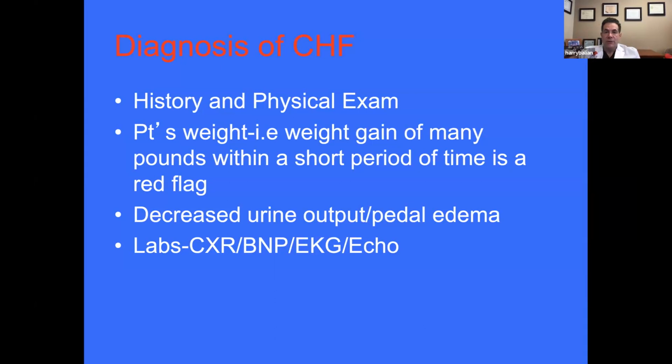Also, the decreased urine output. The patient will say, I stopped urinating, I'm making very little urine and the urine color is very dark. That tells you that the patient is slipping into heart failure, the heart muscle is not pumping enough blood to the kidneys, and then the kidney urine output is basically very low, and the urine color is very dark.